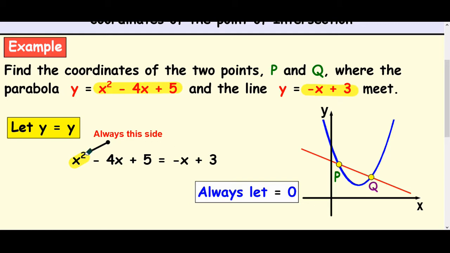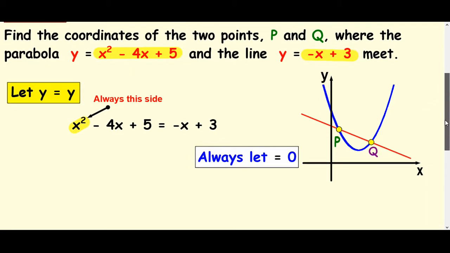Now I tend to always put the x squared on this side. You'll see why in a minute. It just makes it easier for me. It doesn't need to be that way, but I just like it. If you were trying to say, well, which one do I write first? Well, I always write the one with the x squared on this side. If they both had x squareds, then it wouldn't matter. I think you see that later on in the exercise.